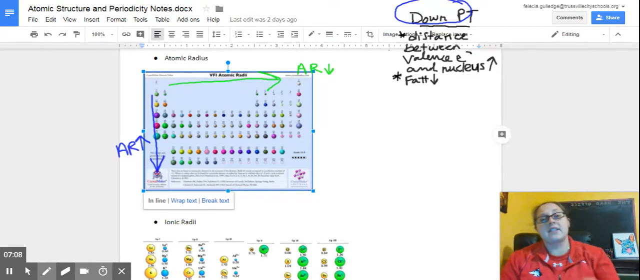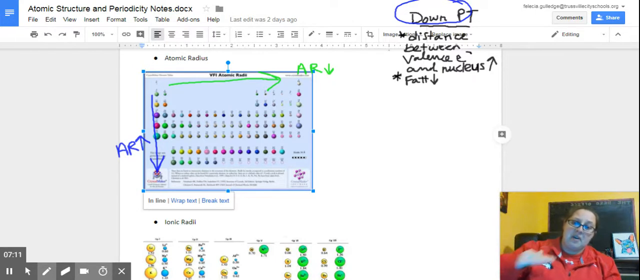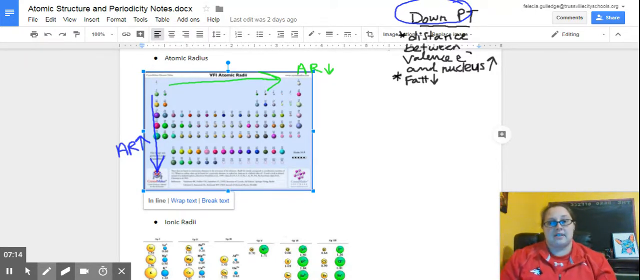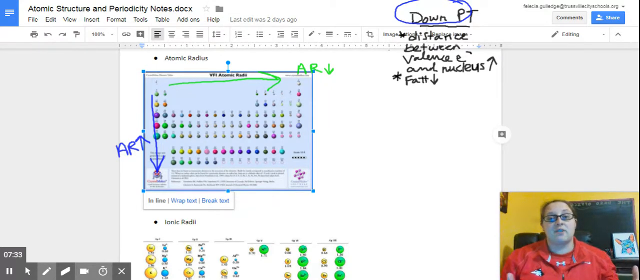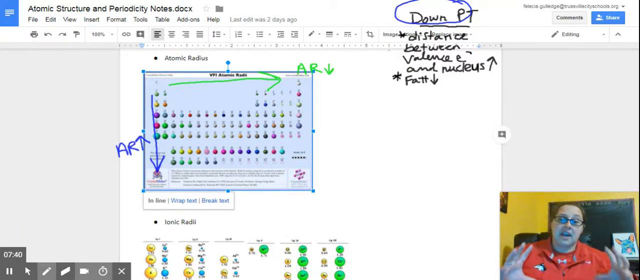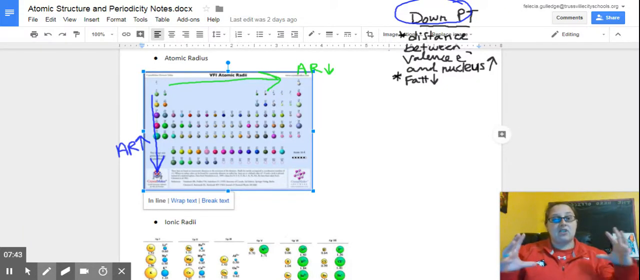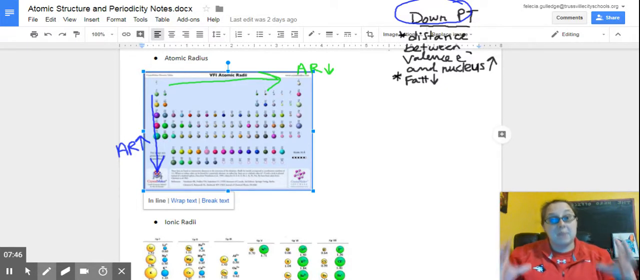So that is our justification as to why atomic radius decreases as we go across the periodic table. Now let's focus on the down portion. As we go down the periodic table, our atomic radius increases. Now we have to understand why. The reason why is as I go down the periodic table, I'm adding energy levels. So because I'm adding energy levels, I'm increasing the distance between the nucleus and the valence electrons. Well, if I increase that distance between the valence electrons and the nucleus, what happens to my force of attraction? It goes down. If my force of attraction goes down, are my electrons held as tightly? The answer is no. So if my electrons are held less tightly, guess what? I have a bigger atomic radius. Atomic radius is just referring to the size of the atom.